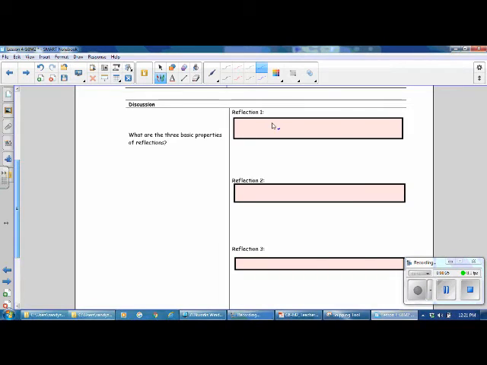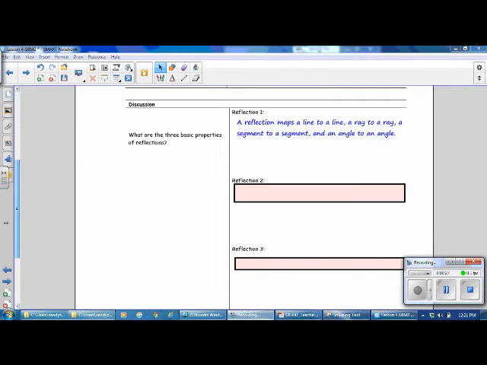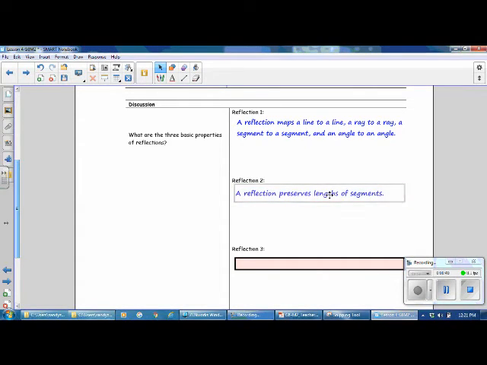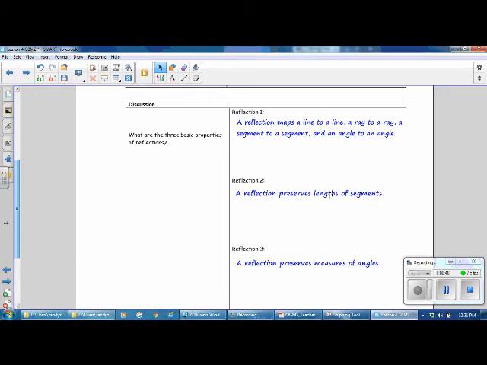So our first basic property of reflection is a reflection maps a line to a line, a ray to a ray, a segment to a segment, and an angle to an angle. A reflection preserves lengths of segments, and a reflection preserves measure of angles. The basic properties of reflections will be taken for granted in all subsequent discussions of geometry.